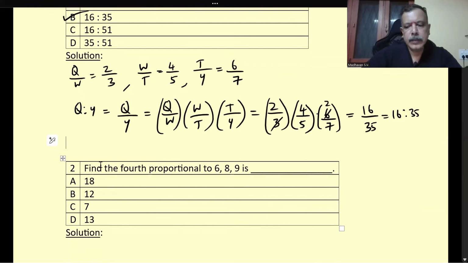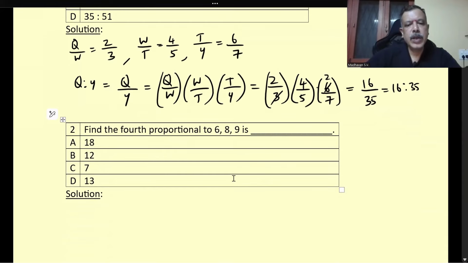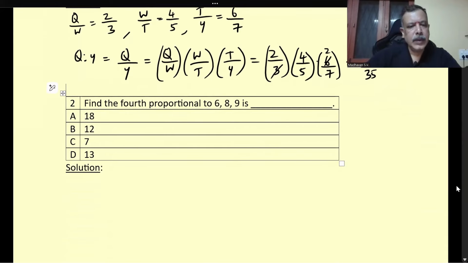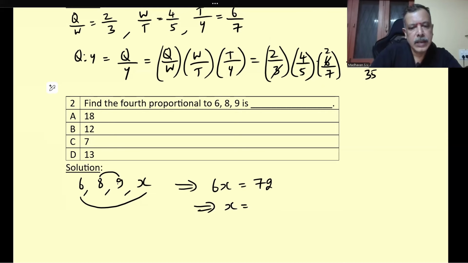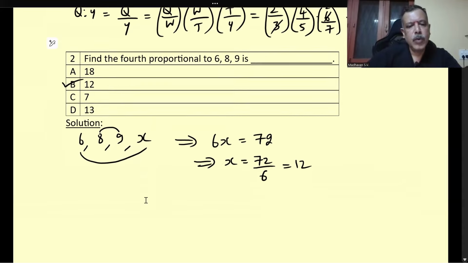Next question. Find the fourth proportional to 6, 8, 9. So we will keep the fourth proportional as X. So we have 6, 8, 9, X. The product of extremes is the same as the product of means. That means we get 6 times X equal to 8 9s are 72, which means X is 72 by 6, which is 12. So the option is B. Let us move on to the next question.